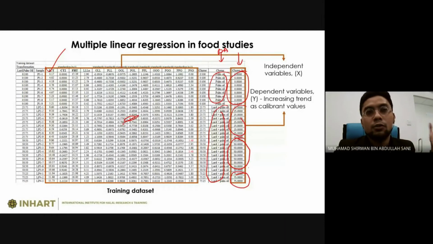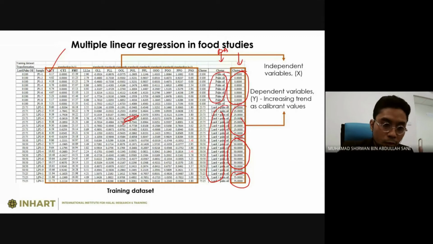So if we are talking about polyaromatic hydrocarbon in food, for example, that becomes the contaminant. Ataupun we want to have some particular bacteria level, for example lah. Okay, so you can rearrange the amount of contamination starting from the lowest to the high. Okay, so this has become a calibrant value. Okay, so this is an example of how the training data set looks like.